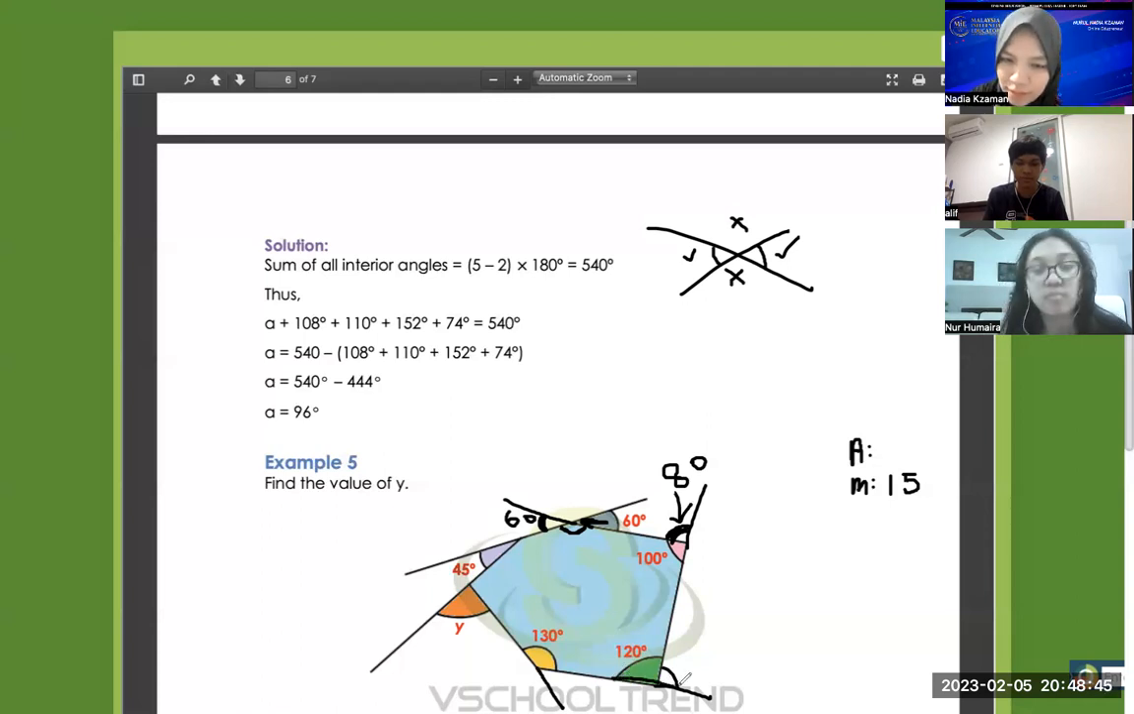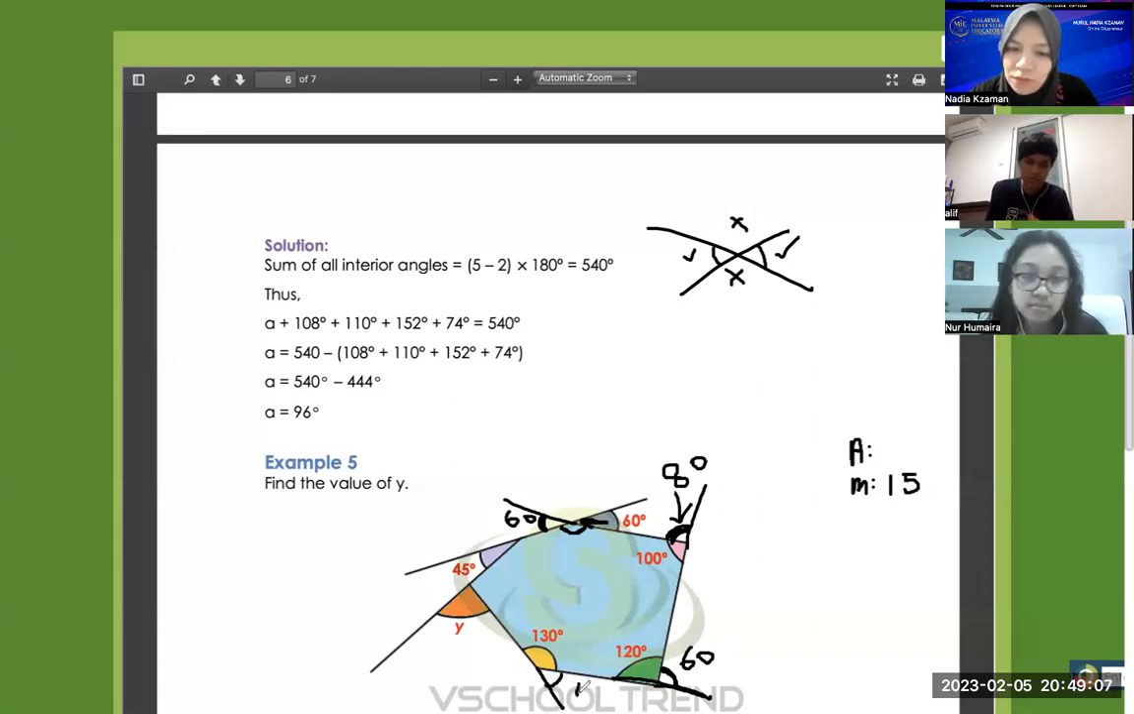Remember, this is a straight line. So what will be this angle? 120, 180 minus 120. Just 60. 60 only. How about this one, Myra? 50. So you get 50.